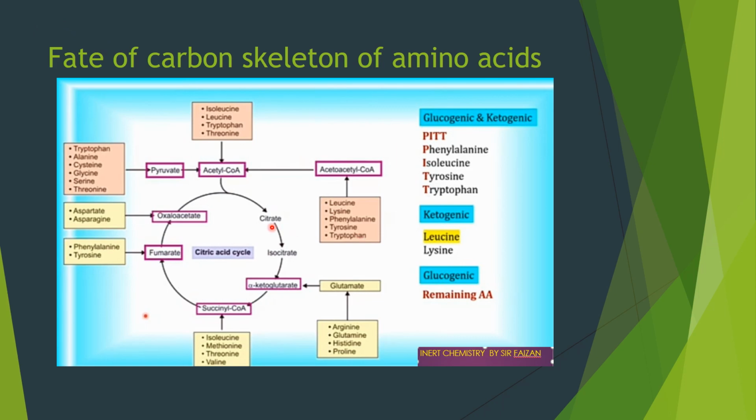Actually, there are two types of amino acids: glucogenic amino acids and ketogenic amino acids. So let's first see what the glucogenic amino acids are. These are the amino acids whose carbon skeleton is degraded to pyruvate or one of the intermediates of the TCA cycle.